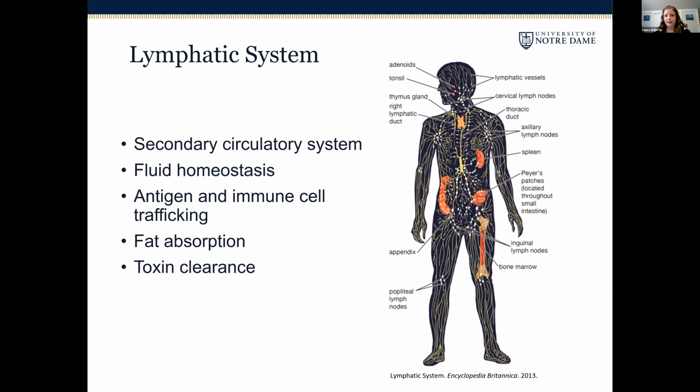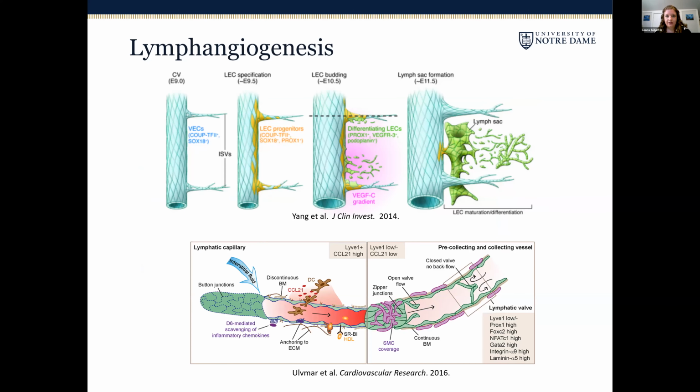It controls fat absorption, and it also clears toxins. So when we look at developmental biology for the inspiration of our model, these are cardinal veins in an embryonic mouse. We see that when PROX1 is high, around embryonic stage 9.5, PROX1 initiates the sprouting of the lymphatic vessels from the shared lineage. And then we see VEGF-R3, and this VEGF-C gradient is actually what causes the budding of these vessels that become the differentiated lymphatic vessels.